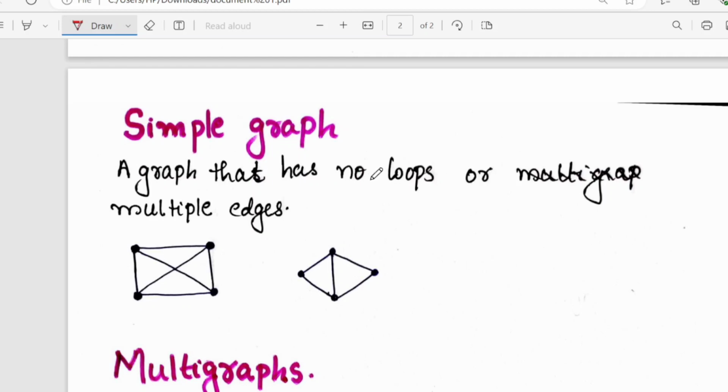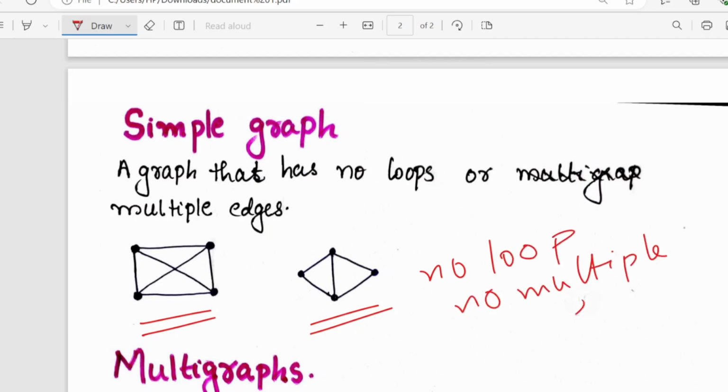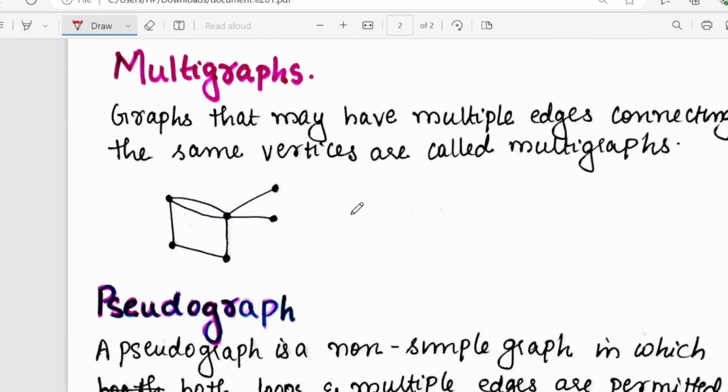A simple graph is a graph that has no loops or multiple edges. These two graphs don't have any loops or multiple edges, so they are simple graphs. Next is multigraphs. Graphs that may have multiple edges connecting the same vertices are called multigraphs. In this graph, we have multiple edges, so this is a multigraph. But you can see that there are no loops.